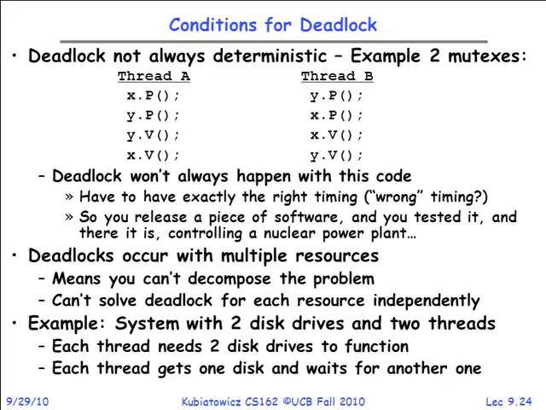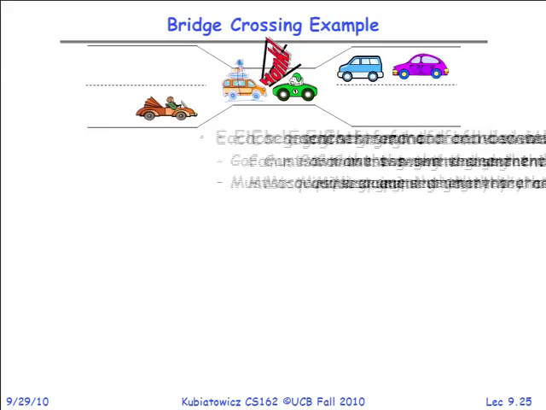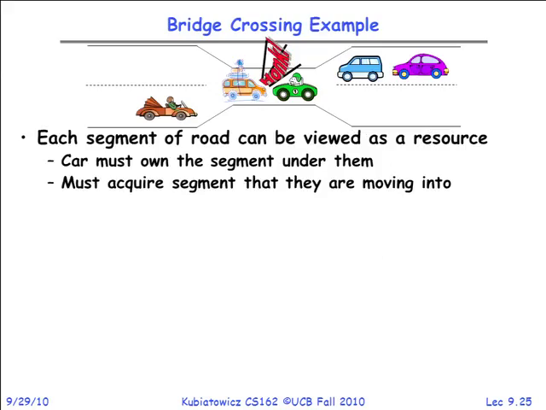What's going to happen? Well, it turns out this is actually a resource constraint, right? This van has got this chunk of resource, it needs this one. This car has got this chunk of resource, needs that one, and we've got our cycle again. So if you know where to look, you can see potential cycles everywhere. Here each segment of road is a resource. A car must own the segment under it, and must acquire the segment it's moving into. How do we get out of this deadlock? A tow truck. Well, basically what you're saying is you have to preempt a chunk of road from one of the cars, right?